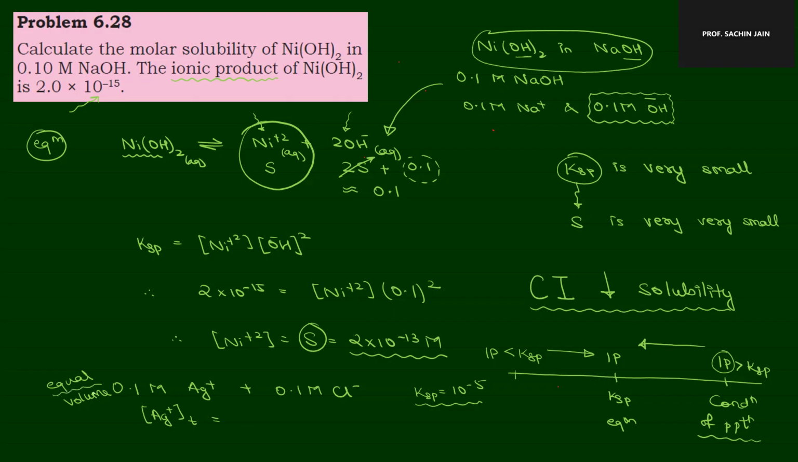Now whenever equal volumes are mixed, what happens to the concentration? What we do is moles upon volume. So 0.1 into V is molarity into volume, upon the total volume after mixing, which will become 2V. V will cancel. So whenever equal volumes are mixed, the concentration becomes half, so directly you can take 0.05, and this is also equal to the Cl minus concentration at time t. Now your IP will be equal to Ag plus into Cl minus, which will be equal to 0.05 squared, which will be 25 times 10 power minus 4, or 2.5 times 10 power minus 3. Now compare this value with KSP. What is the relation?